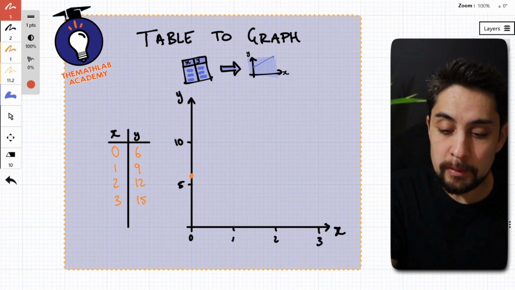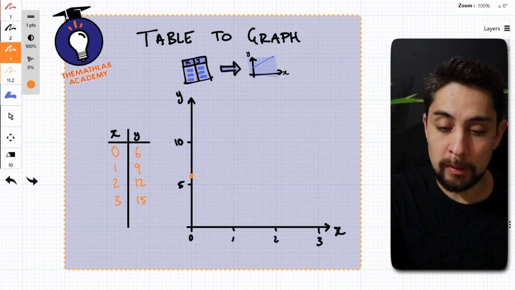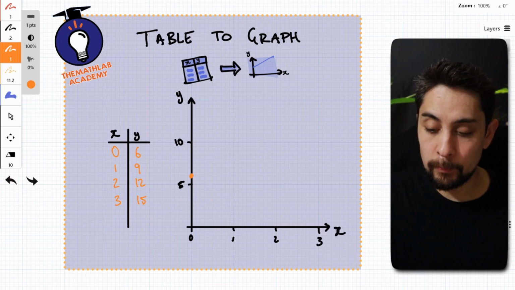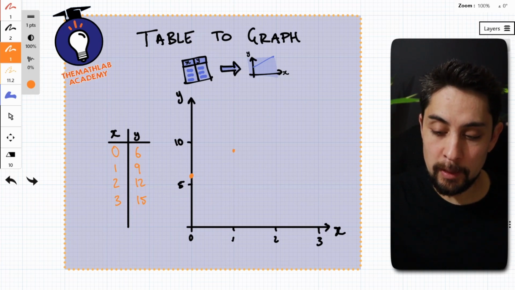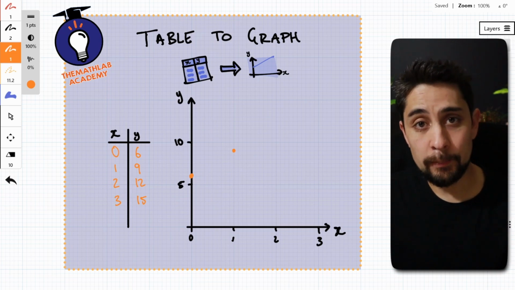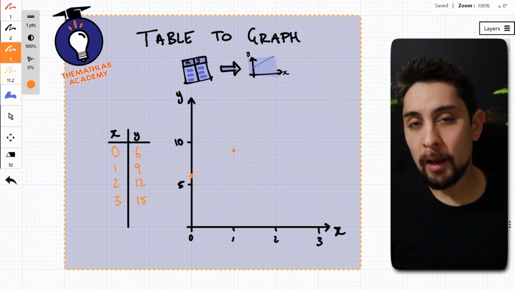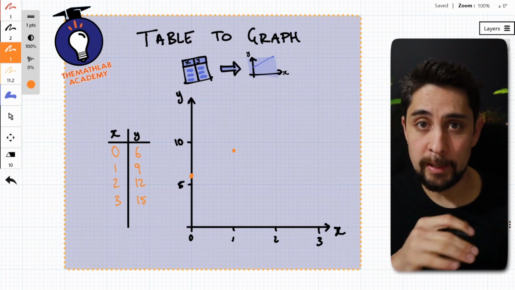The next numbers are 1 and 9. So on the x-axis, we're going across to 1, which is right here, and we're going to go up 9. There's 5, there's 10, 9 is right there. Now in some cases, in some subjects, they teach you to put a cross. I like to put dots, but that's up to your teacher and how they do it in their class.